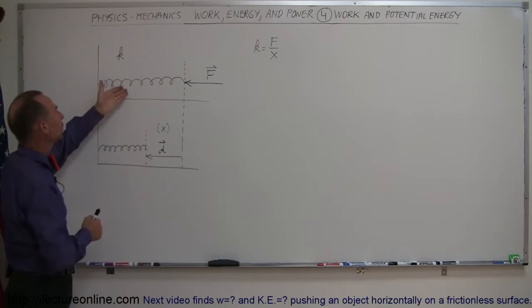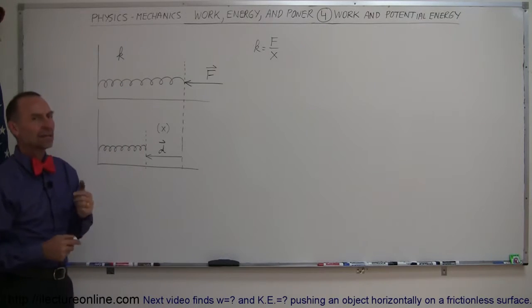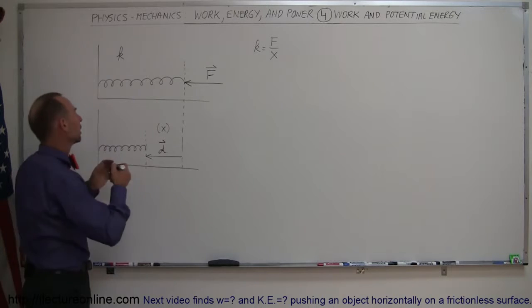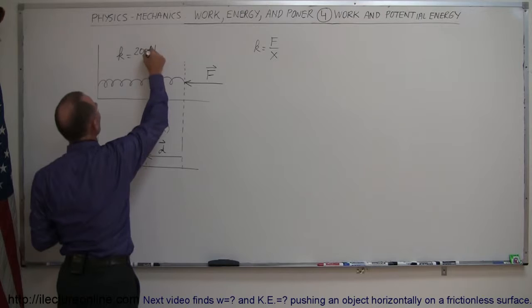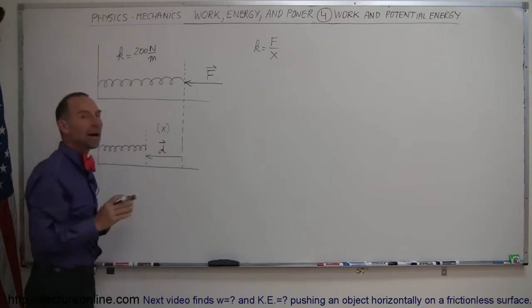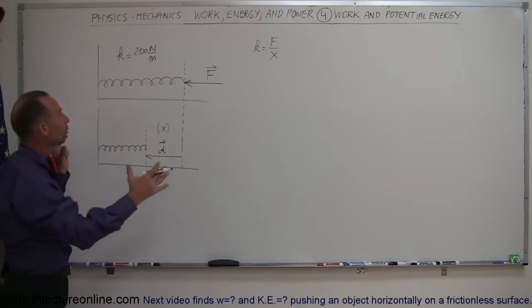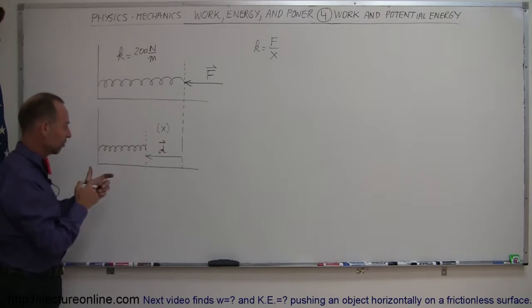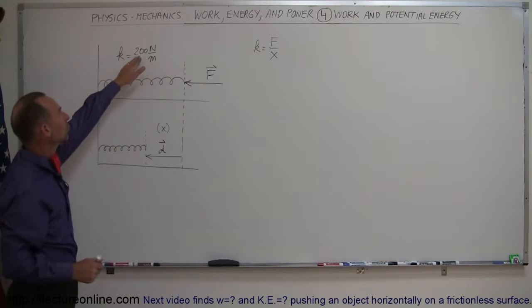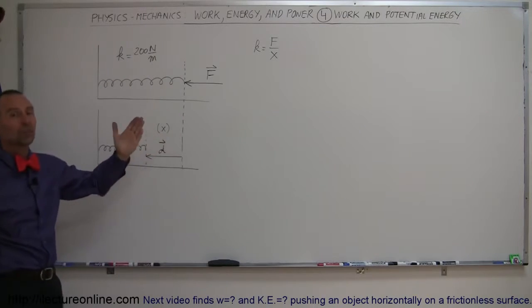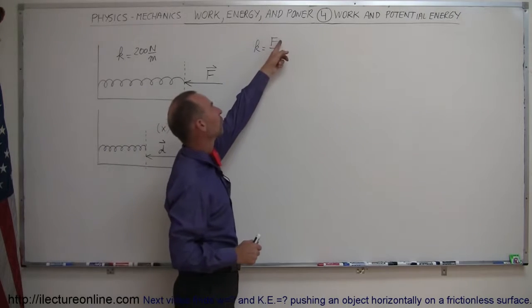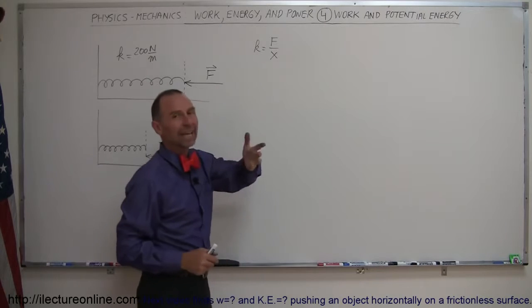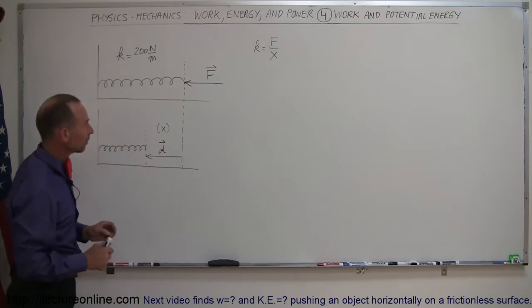So let's say we have a spring of spring constant k. Typically, we can give it units like 200 newtons per meter, which means the amount of force required to compress the spring by a certain distance. In this case, you would need a 200 newton force to compress the spring 1 meter. So k is simply the ratio of the force required to the compression distance x.